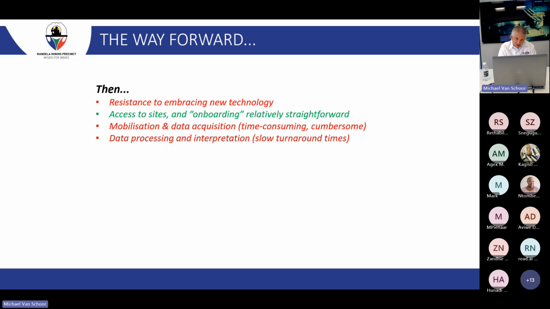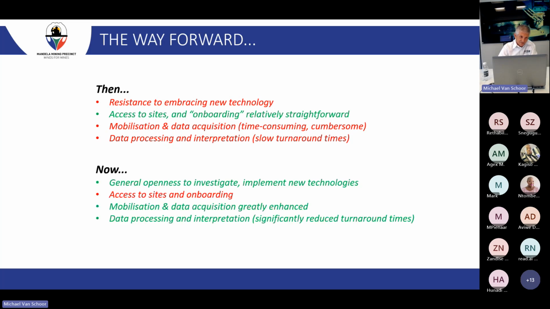Mobilization and data acquisition, that was a problem. Surveys were time-consuming and cumbersome. And also data processing and interpretation was slow, and a typical complaint was about slow turnaround times. So after all these research efforts that we put in the last 20, 30 years, how did that change things? We solved 3 of those problems, but the one that wasn't the problem 20, 30 years ago is potentially a problem now. I think we're seeing a general openness in the mining industry to investigate and implement new technology.